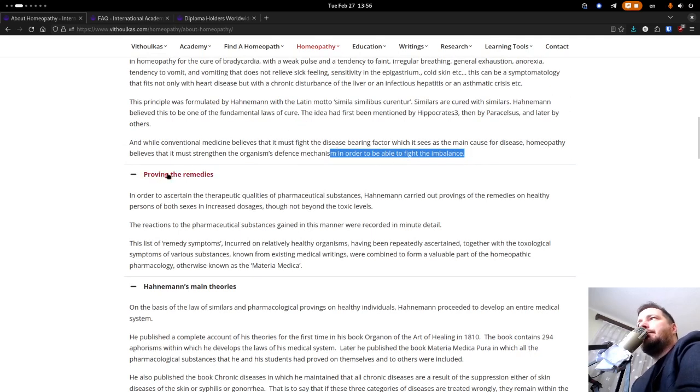Yeah, that's true. We're not fighting the disease symptom. We're looking at the symptom totality to discover the energetic imprint which the patient's organism is craving in order to boost the immune system on a holistic level, right?